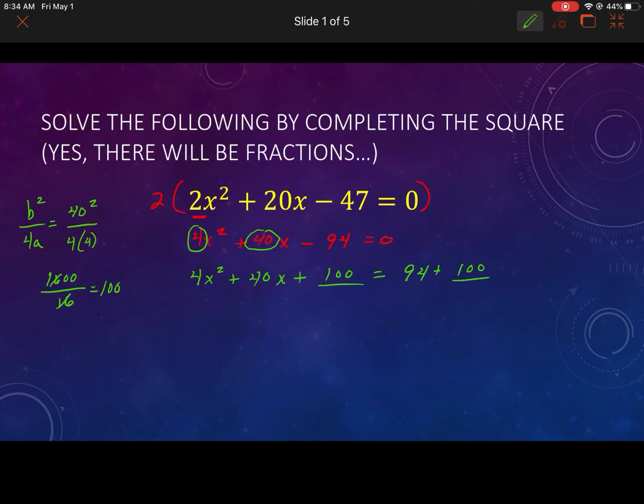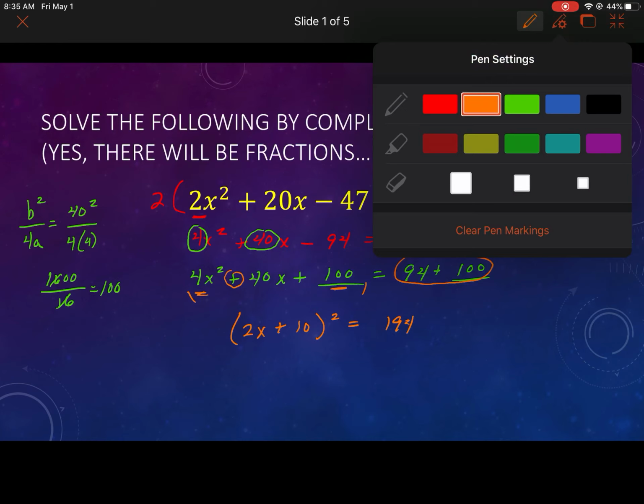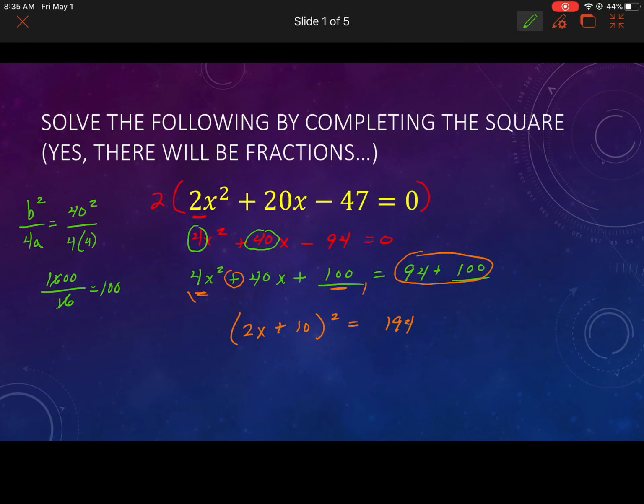So we have our perfect square trinomial on the left, which is going to factor down to, remember we're taking the square root of this first term, so 2x, and the square root of the third term using the plus here. So this is going to be a 10 squared, and we're going to add the 94 and 100 to get 194. Right? So then our almost last step would be to take the square root of both sides because we're trying to get rid of this square, which leaves me with a 2x plus 10 equals plus or minus the square root of 194.